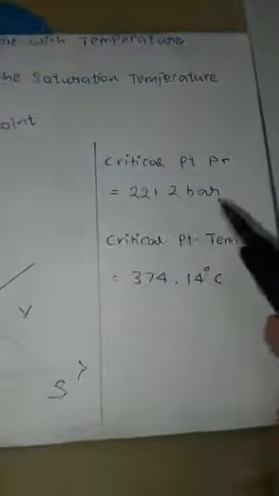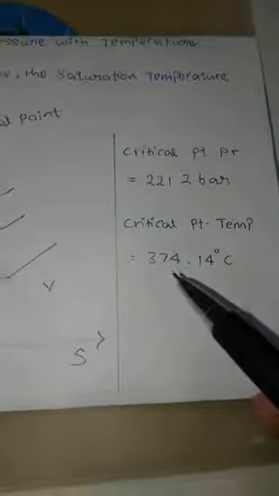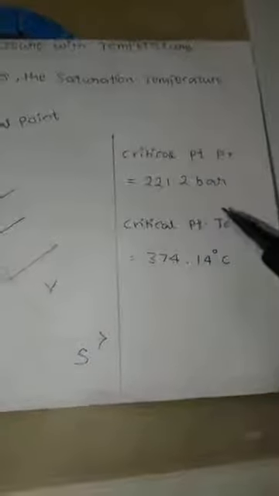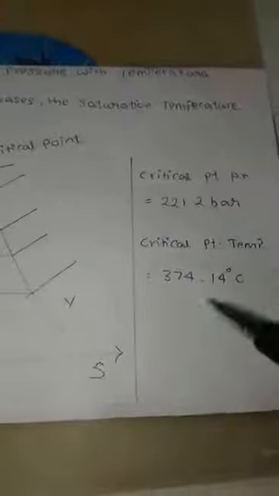The pressure at this critical point is 221.2 bar and temperature is 374.14 degrees. This means that at this pressure and at this temperature, the liquid phase will directly convert to the vapor phase without passing through a latent heating phase or phase change. That's all in this video. I hope you understood this behavior of vapor pressure with temperature and the temperature versus volume diagram.